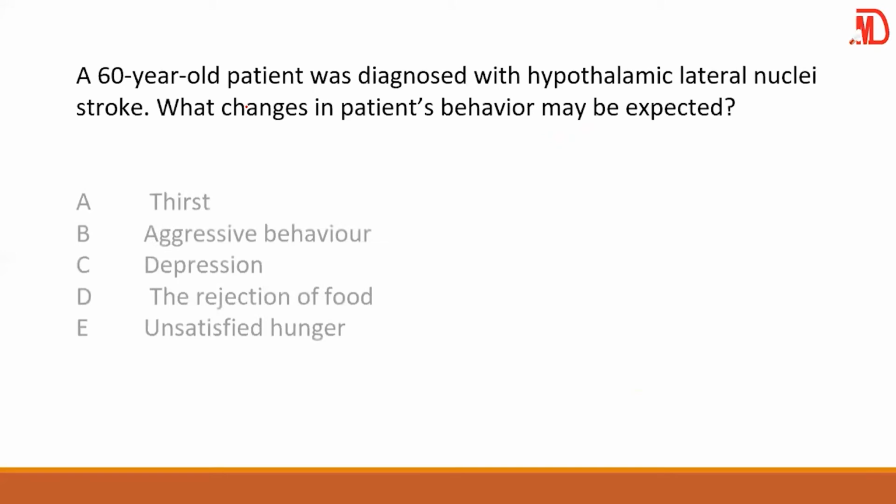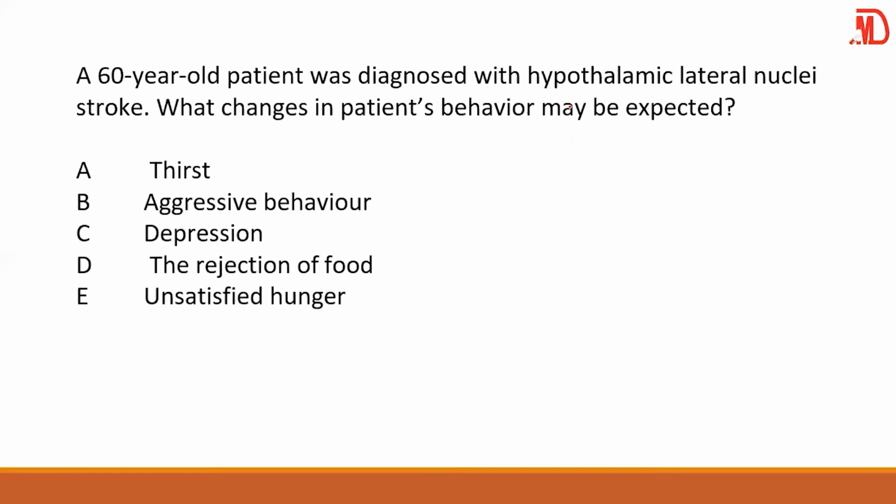A 60-year-old patient was diagnosed with hypothalamic lateral nuclear stroke. So here, yes, there's a stroke. And when we say stroke, we are referring to inadequate supply of blood to the brain tissues. As a result, the brain tissues are going to be affected, paralysis, isn't it? Now look at it. What changes in the body's behavior may be expected?